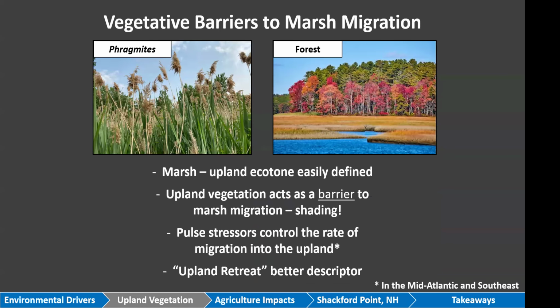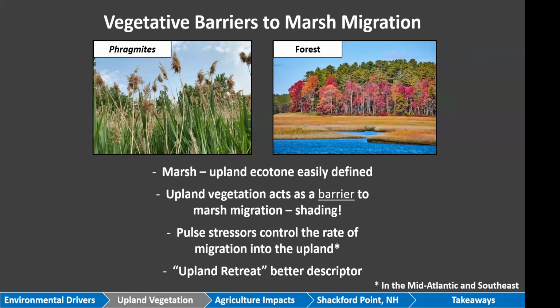So I want to start off and talk about the coastal forests and phragmites because that's where most of the research is kind of focused on, which has really been in the mid-Atlantic and the southeast. And really, the way I like to group these with phragmites and forests is that you can easily define where the marsh ends and where phragmites or forest starts. It's a very definable border.